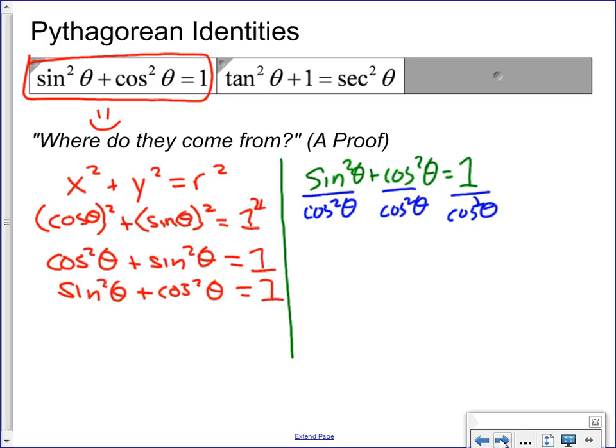Yes, because it's y over x. So y over x is tangent, and since it's squared, it's just tangent squared. What's a number divided by itself? Equal to 1. And 1 over cosine is secant. We learned that yesterday with the reciprocal identities. So this is just secant squared.